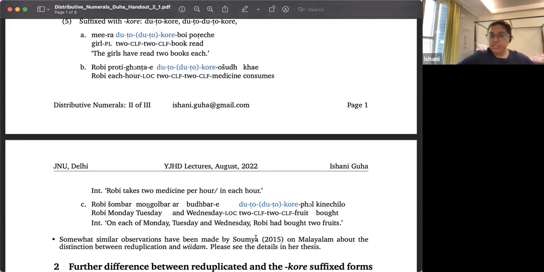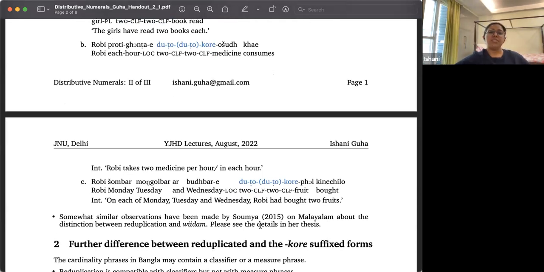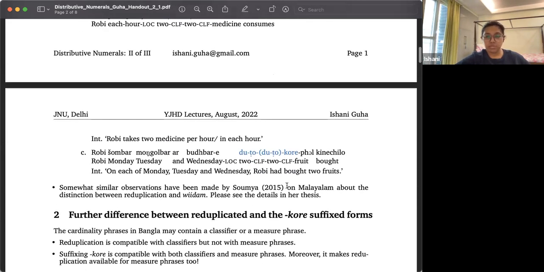Interestingly enough, somewhat similar observations have been made by Soumya Palur on Malayalam about the distinction between the reduplicated numerals and the distributive numerals formed with Vedam. I thought I would type out the data, but I really was not able to. So I'd encourage you to see the relevant portions in the thesis. I'll give you the exact section also if you want.